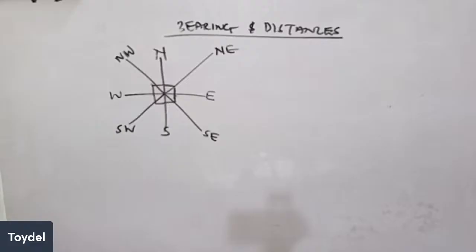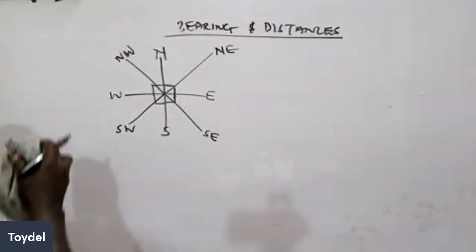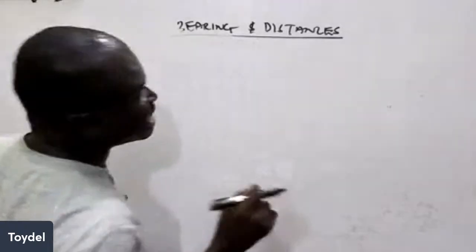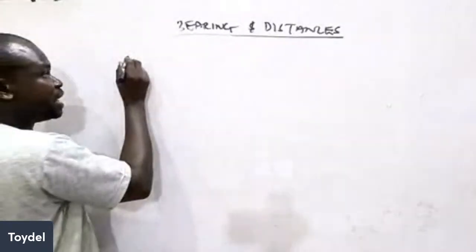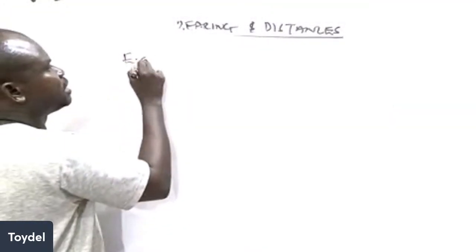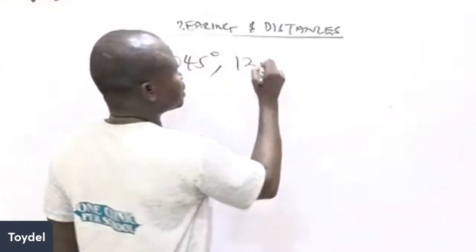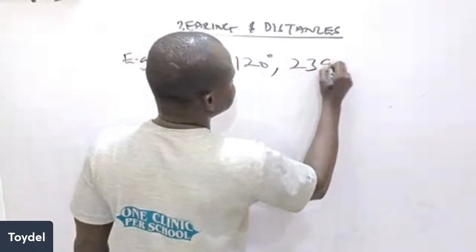Okay? So when we talk about bearing, when we take a bearing, it has to do with direction, then it's a function of distance. So we can't talk about bearing without distance. So that's why we call it bearing and distance. Basically, there are 2 types of bearing. We have what we call 3-digit bearing. Examples of 3-digit bearing are 45 degrees, 120 degrees, 239 degrees.